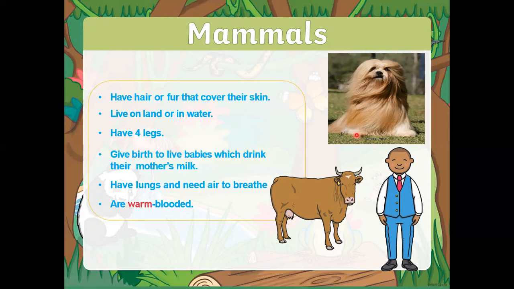So any animal that has hair or fur that covers its skin is a mammal. Like here, the dog. Can you see his hair? So beautiful. The cow, yes, the cow's tail is hair. The man or human or the girl, we have hair. Yes, I have hair on my head. Okay. Live on land or in water? Yes, we live on land. The dog lives on land. The cow, the same. Have four legs. We have two legs and two hands, but because we are human, we have four limbs.